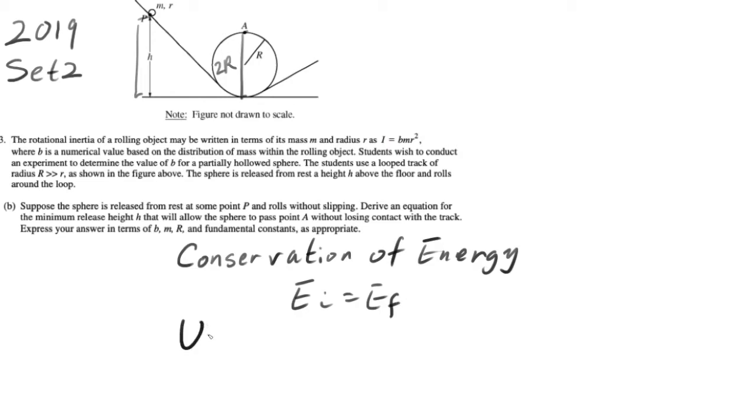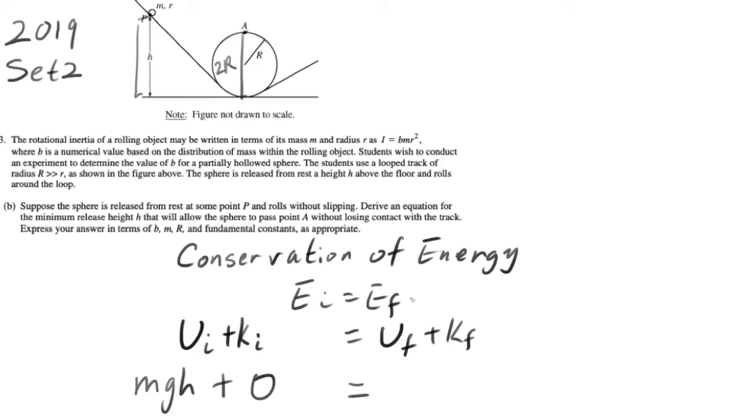So we have initial potential energy plus initial kinetic energy equals final potential energy plus final kinetic energy. Originally the sphere is at rest at a height of h, so the potential energy is mgh. Since the sphere is at rest, its linear kinetic energy is 0, and its rotational kinetic energy is 0 because it's not rotating either. So its total initial kinetic energy is 0.